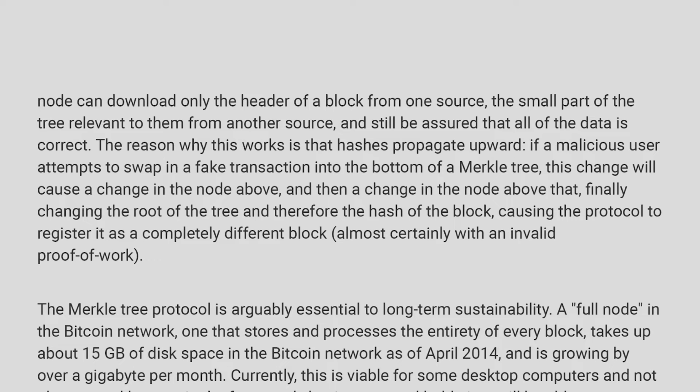The reason why this works is that hashes propagate upward. If a malicious user attempts to swap a fake transaction into the bottom of a Merkle tree, this change will cause a change in the node above, and then a change in the node above that, finally changing the root of the tree and therefore the hash of the block, causing the protocol to register it as a completely different block, almost certainly with an invalid proof of work.